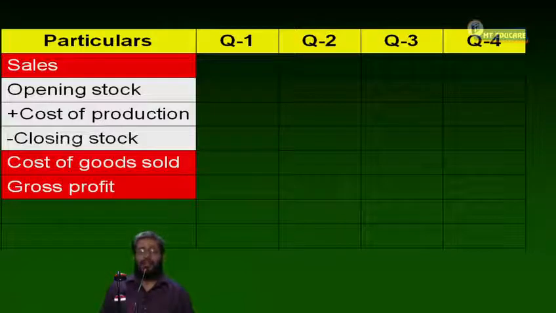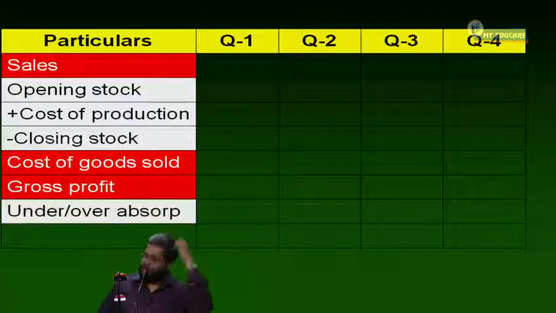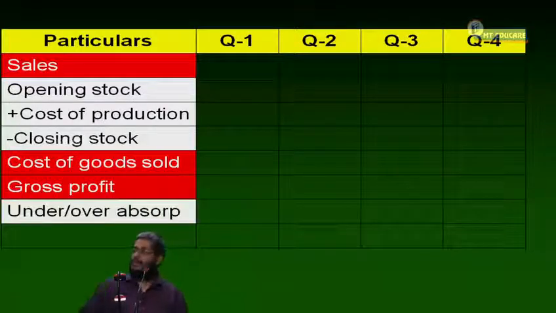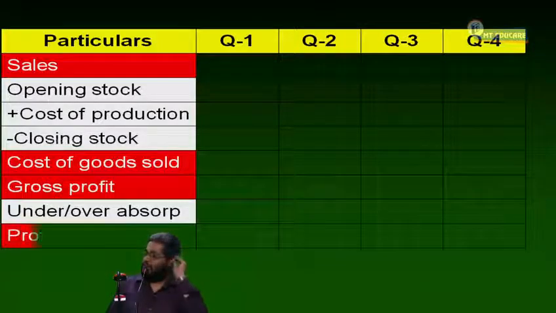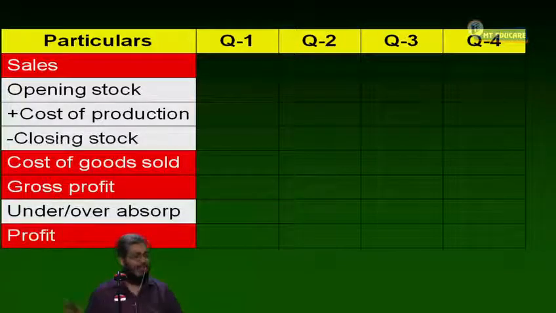Next is plus or minus under or over absorption. D is plus or minus under or over absorption. Normally, before this number, there will be another number called administration and selling expenses. Since we don't have this in this sum, I ignore that particular data. Plus or minus under or over absorption is going to give me profit.